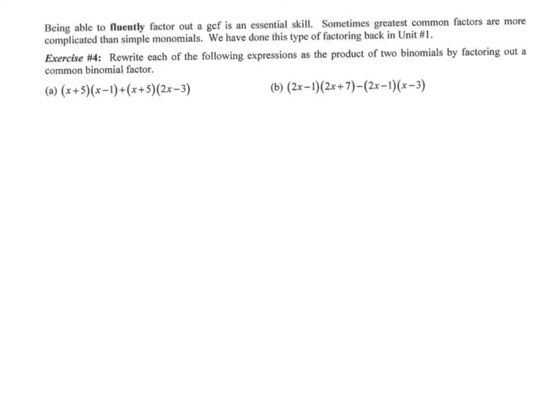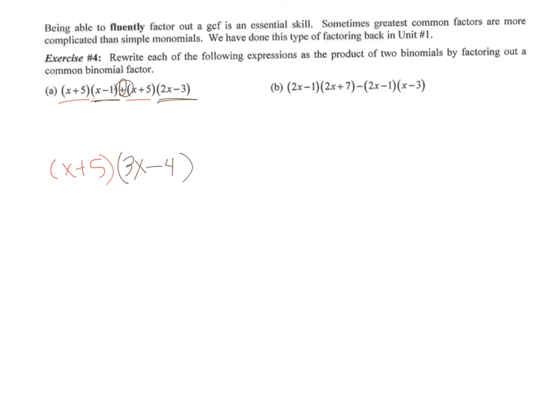All right, so we're going to rewrite these as a product of two binomials by factoring out the common binomial. You'll notice that they both have x plus 5. So we have x plus 5. Now, what we're going to do is take the x minus 1 and add it to 2x minus 3. So x plus 2x is 3x, and negative 1 and negative 3 makes negative 4.